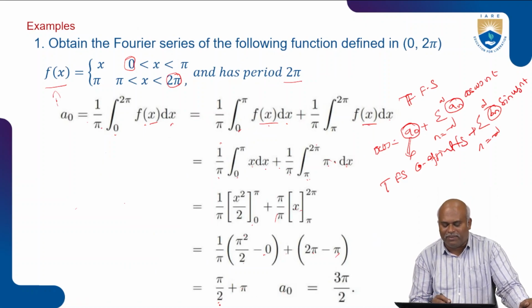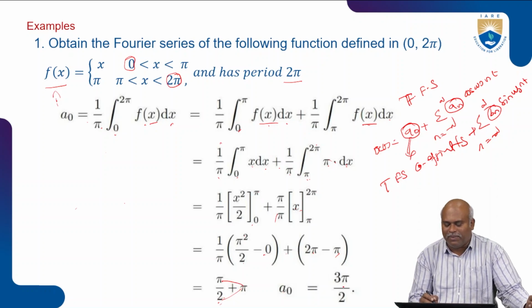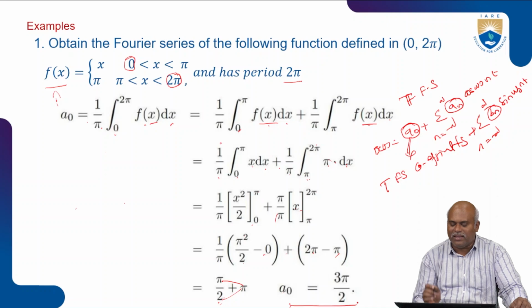a0 is equal to, we can cross multiply for this 2 and add for this one, 3 pi by 2. a0 we got as 3 pi by 2.